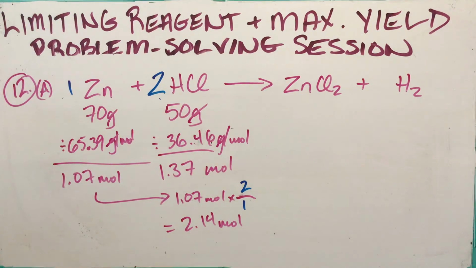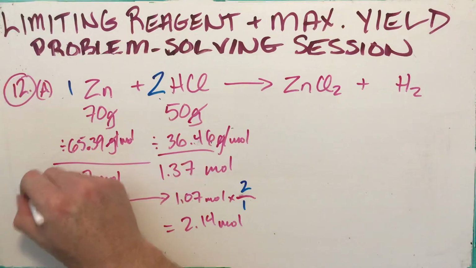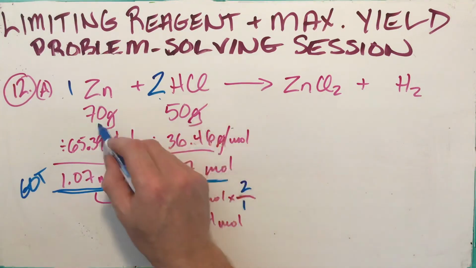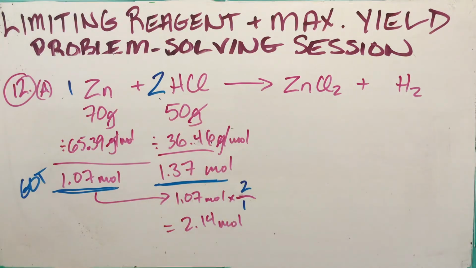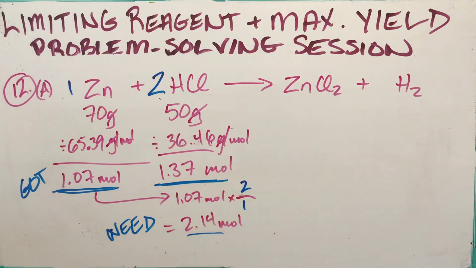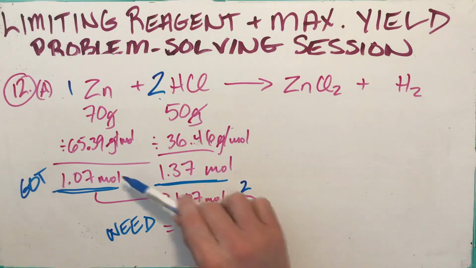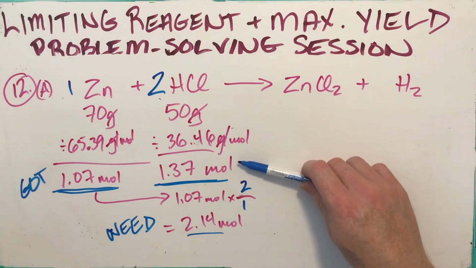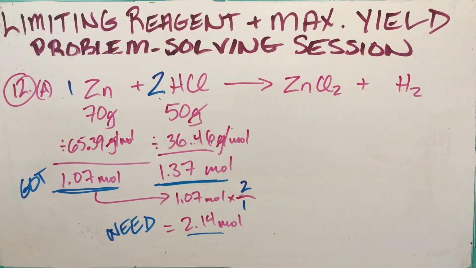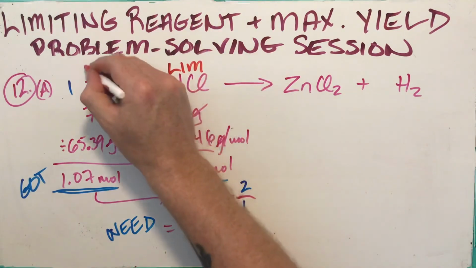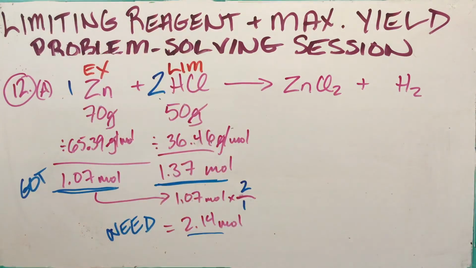And again, think about it like this. This is what I got. I've got this, and I've got that. That's what I actually have. The 50 grams and the 70 grams, that's what they are in moles. This is what I need. Right? So if I look at it, to burn off all of this, I need 2 moles. I only have 1.37 moles. I do not have enough to burn off all the zinc. Therefore, the HCl is my limiting reagent, and the zinc is my excess reagent.